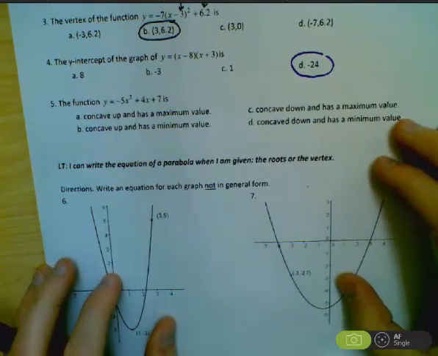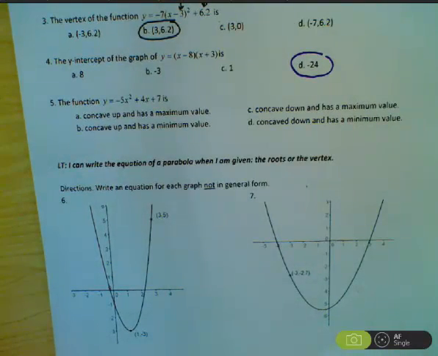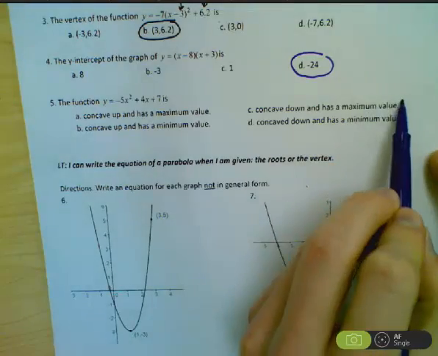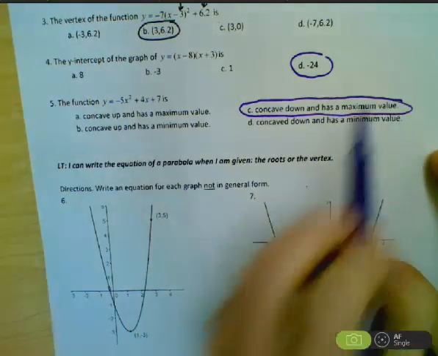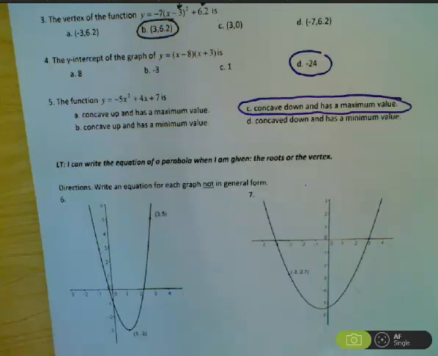So let's go back to our worksheet here. We're looking for options that are concave down and maximum value. That would be option C. So there we have it. The answer for number 5 is C, concave down and has a maximum value.